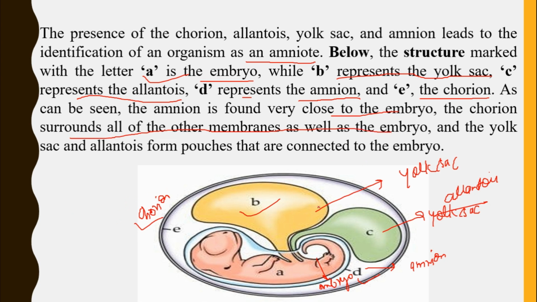इसके अंदर सारी layers आ रही है हमारी allantois, umbilical vesicles और embryo और amnion. ठीक है, chorion इन सबको surround कर रहा है, and the yolk sac and allantois form pouches that are connected to the embryo. ठीक है, the B represents the yolk sac and the C represents the allantois. You can see this is the embryo and B is connected. B represents the yolk sac, and this is the allantois. Okay, and it will connect to the embryo.